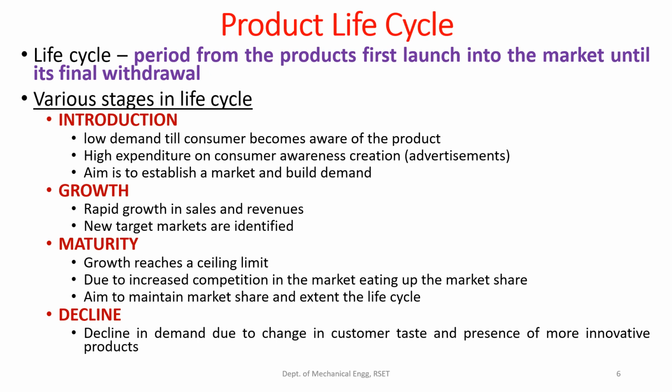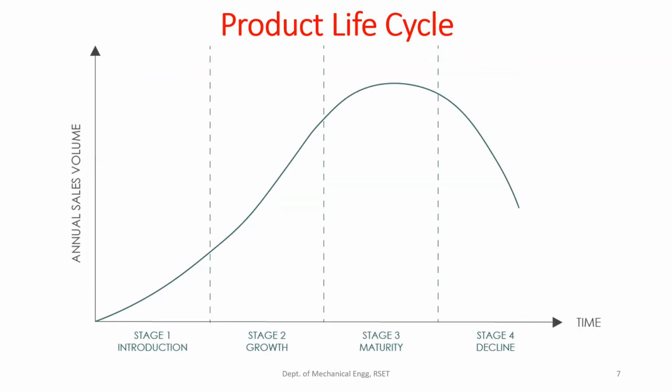So the various stages of product life cycle can be essentially seen or represented using this particular graph. So the product life cycle and the various stages are plotted on a graph on which on the y-axis we have the annual sales volume or revenue, and on the x-axis we have time. So as time varies, you see that we pass through different stages.